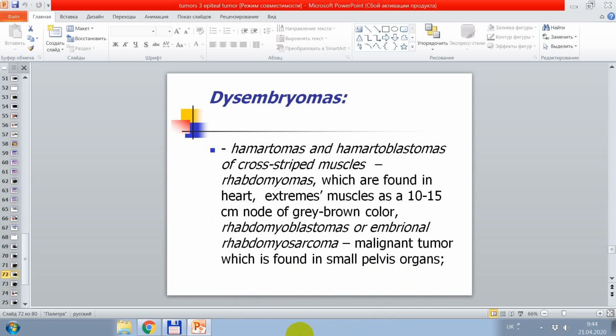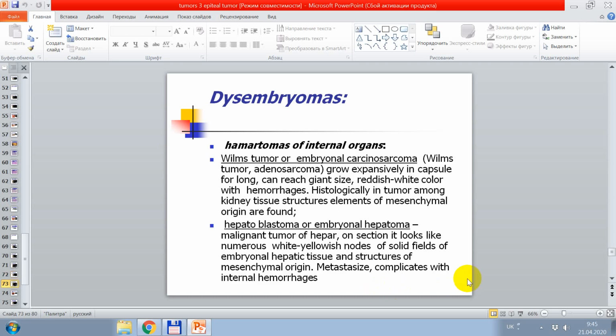Other dysembryomas present hamartomas and hamartoblastomas of cross-striated muscles, rhabdomyomas, which are found in the heart and extremities muscles as a 10-15 cm node of gray-brown color. Rhabdomyoblastoma, or embryonal rhabdomyosarcoma, is a malignant tumor which is found in small pelvis organs. Hamartomas of internal organs: Wilms tumor or embryonal carcinoma, carcinosarcoma.